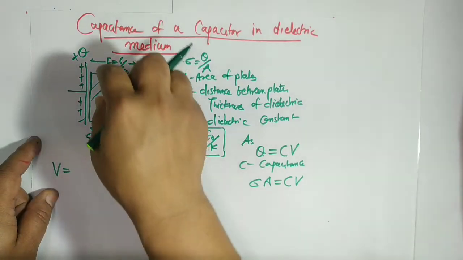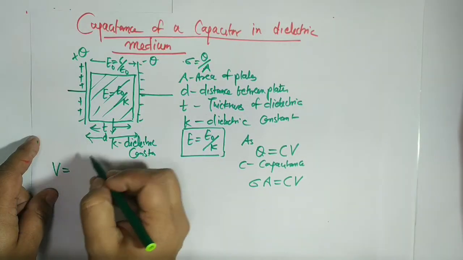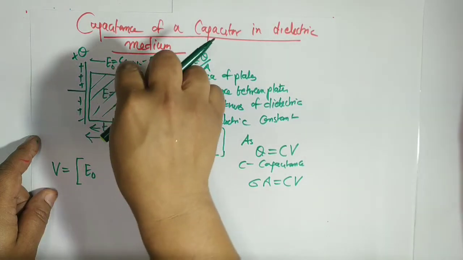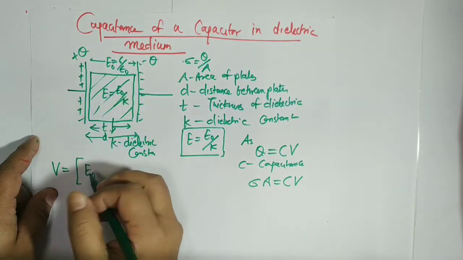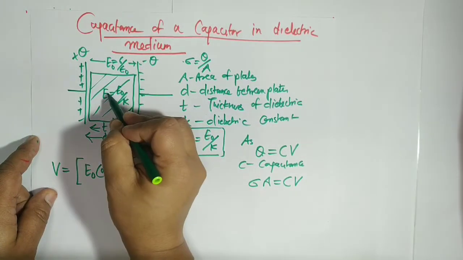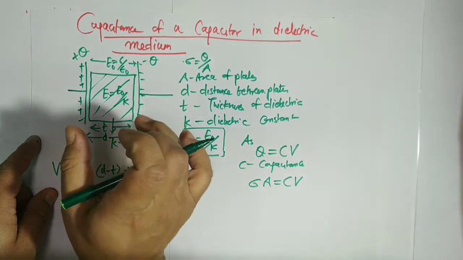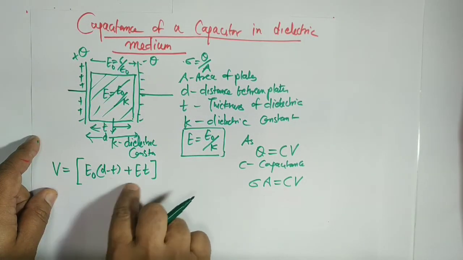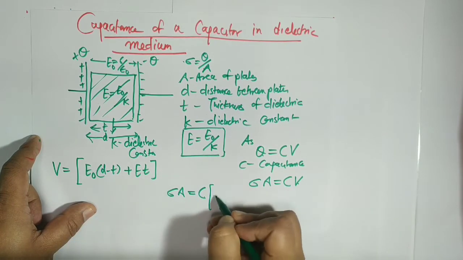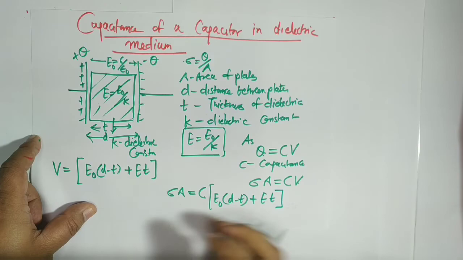Very interesting. Potential difference is of two types. One is inside the dielectric medium, and one is between the plates. So the potential difference is electric field into distance. How am I going to write it? E naught into distance. What is the distance for E naught? It is D minus T. It's not D, it's D minus T, the gap. And the distance for the electric field E is T, so E into T. You remember, potential difference is electric field into distance. So sigma A equals C times V, with V equal to E naught into D minus T plus E into T.